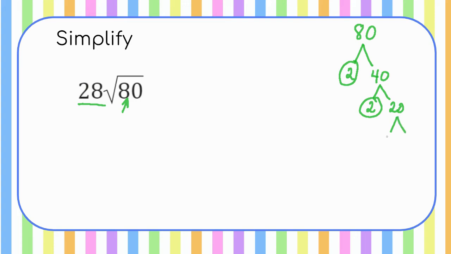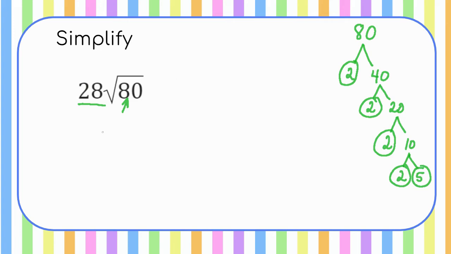Again, work with the 20, 2 and 10. You're starting to see a pattern now, right? And then 10 gives me 2 and 5. Now 5 also is a dead end because it's a prime number. You can notice it because the factors of 5 are only 1 and 5.